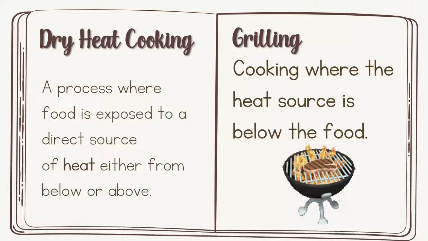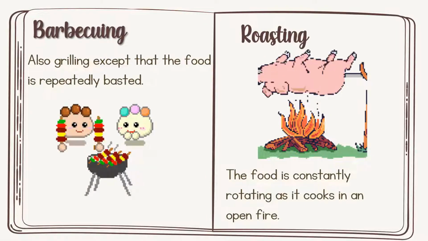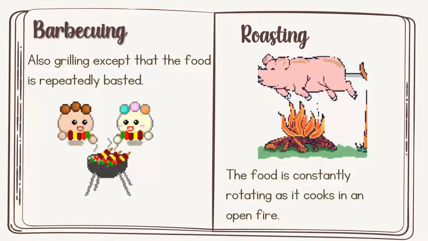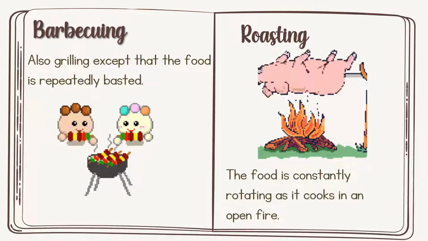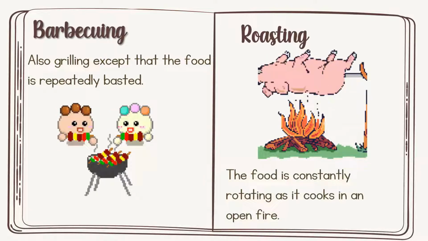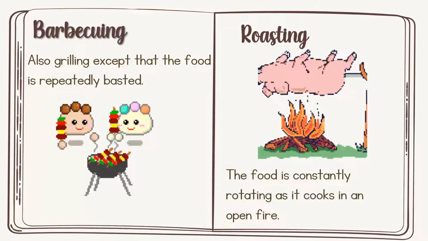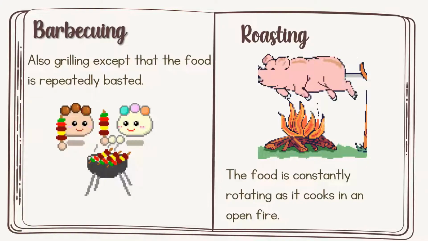First, we have grilling. Grilling is a cooking method where the heat source is below the food. Next, we have barbecuing. Barbecuing is also grilling, except that the food is repeatedly basted using a food brush. Next, we have roasting. Roasting is done by constantly rotating the food as it cooks in an open fire.